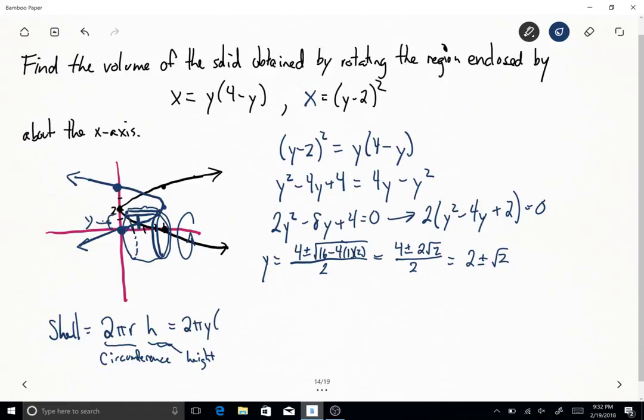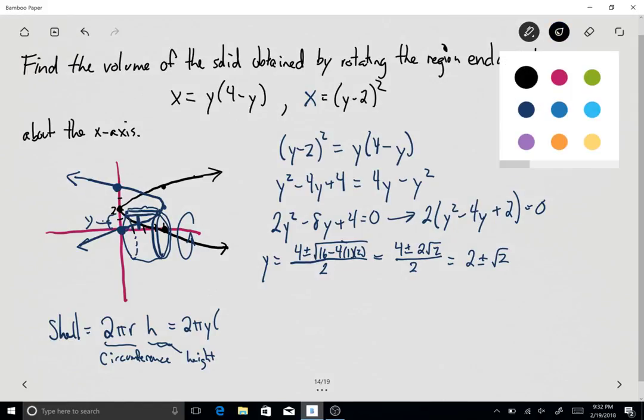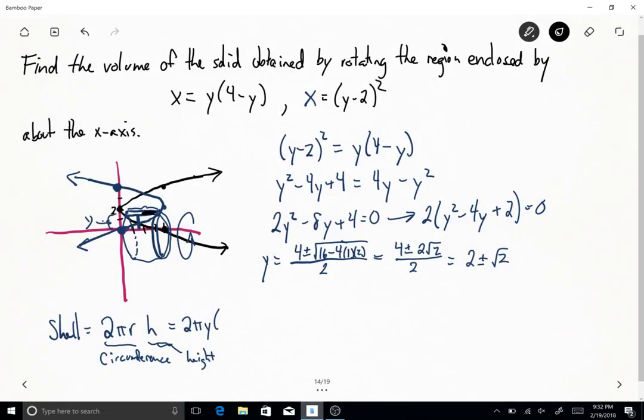What is the value of the height of this shell? Well, I'll shade it in here just so you can see it a little bit more. I'll shade it in black. You get this is your height. So what is that distance? How do we figure it out? Well, this curve is x equals y times 4 minus y. That's our rightmost curve. And then this bottom distance is x equals y minus 2, the quantity squared.